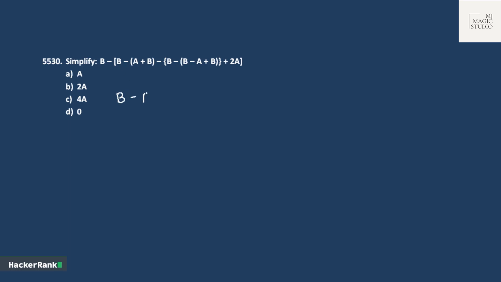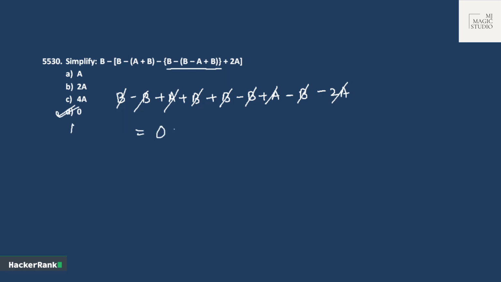B minus B, minus into minus is plus, plus A plus B. Then this minus becomes plus. So this is all positive now. This will become plus B minus B plus A minus B. And then minus into plus 2A is minus 2A. Okay, B gone here, B gone here, A plus A is 2A, all gone. 0, cipher. Option D is the pick.